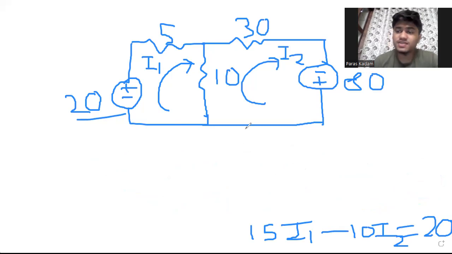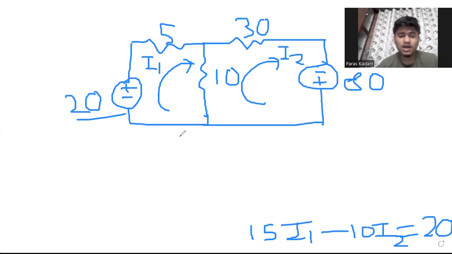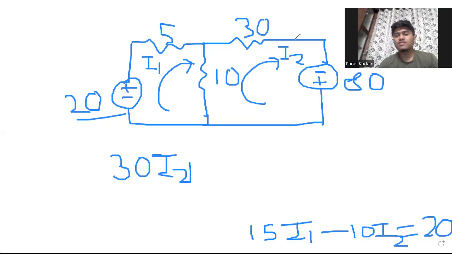Now I will apply mesh analysis for the second mesh. Similarly, I will apply KVL. Now I will consider I2. So first I will write 30 I2. You can start with any resistor. You can also start with the 10 ohm resistor. Here only I2 is flowing through the 30, that is why I have written 30 I2.